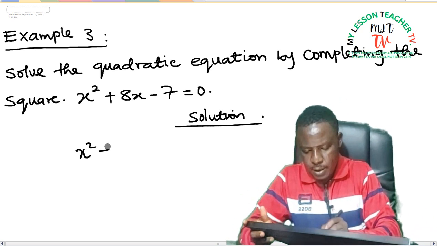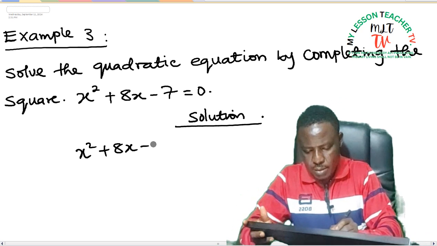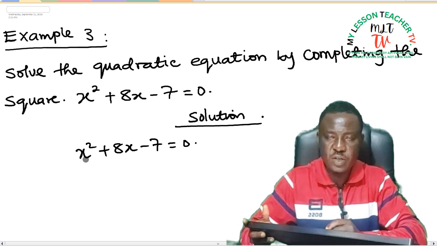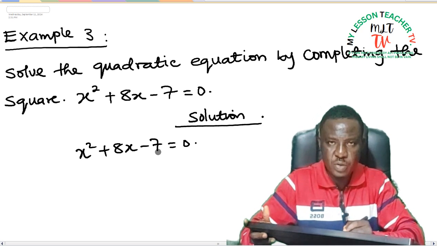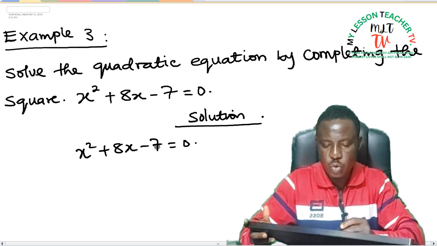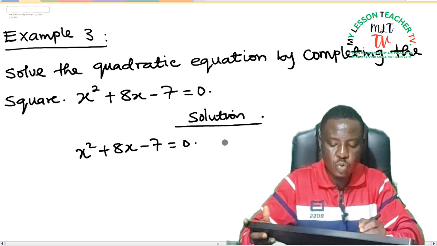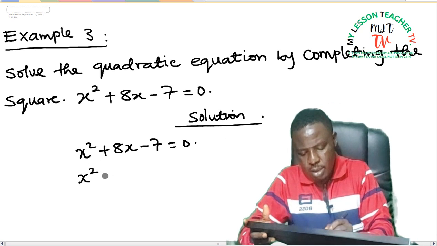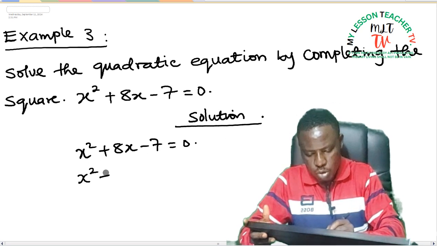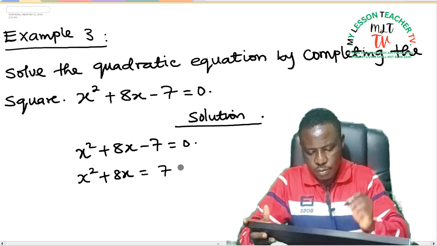x squared plus 8x minus 7 is equal to 0. First thing first, ensure the first term is a perfect square. Yes. The last term is a perfect square. No. So we move the constant term to the other side of the equation. This becomes x squared plus 8x is equal to 7.